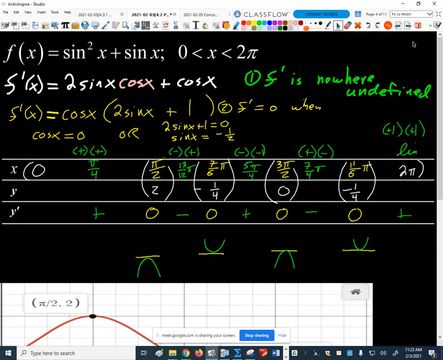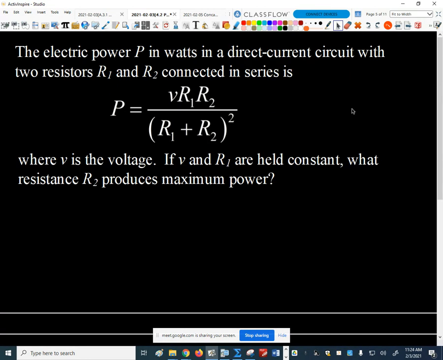Okay, let's try another one. We just got to get practice in on these. So let's do a little bit of an applied one here. Electric power P in watts in a direct current circuit with 2 resistors, R1 and R2, connected in series is given by this function, okay? Where V is the voltage and R1 and R2 gives us the resistance of the 2 resistors. If the voltage and R1 are held constant, what resistance R2 produces maximum power?